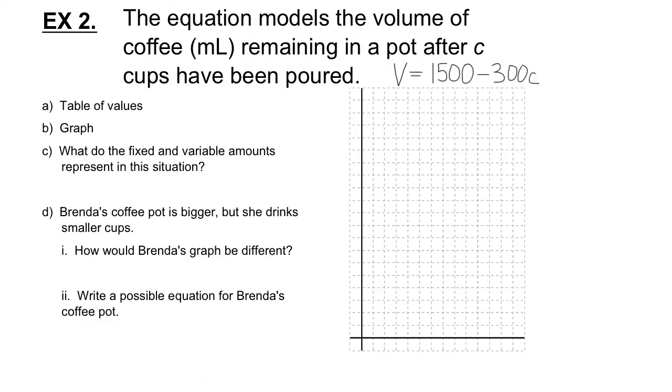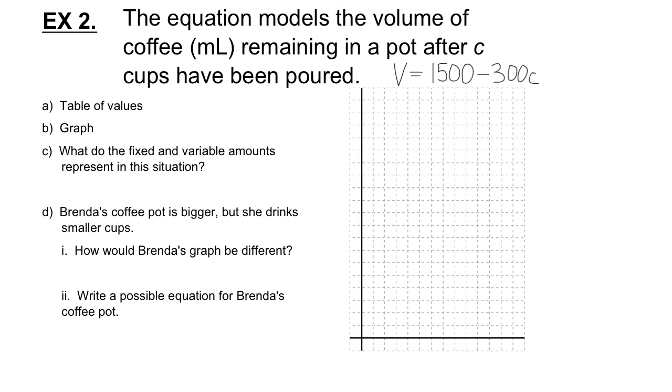This next example, the equation that models the volume of coffee remaining in a pot after C cups have been poured. So I've got the volume, milliliters, of coffee remaining in the pot. C is the number of cups that have been poured. So I'd like you to try to make a table of values, make a graph, and then answer the following questions. So you can try it on your own, pause the video, try it, and then you can unpause to check.